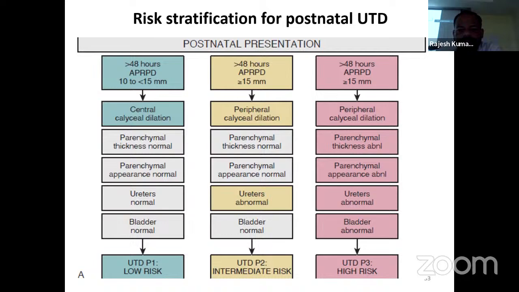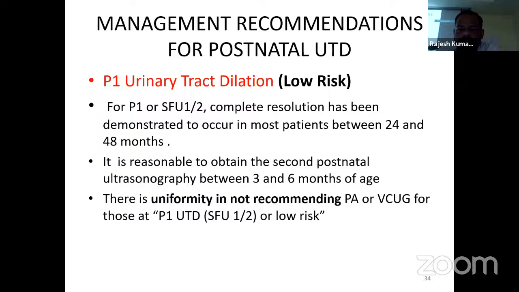Now, management of postnatal urinary tract dilatation groups. For the low risk group, P1 UTD, in SFU grading 1 or 2, complete resolution has been demonstrated to occur in most patients between 1 to 2 years of age. It is reasonable to obtain the second postnatal ultrasonography between 3 to 6 months of age, and there is no recommendation for prophylactic antibiotic and micturating cystourethrogram in the low risk group.